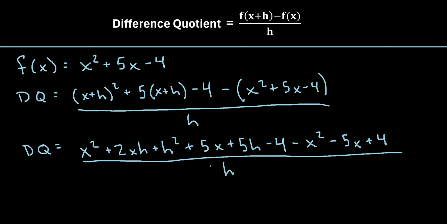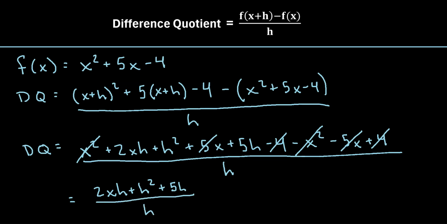So let's see if we can cancel out some terms. So here we have an x squared, which can be canceled out with this negative x squared. Then we have a 5x, which can be canceled out with this negative 5x. And then we have a negative 4, which can be canceled out with this positive 4. So we're left with 2xh plus h squared plus 5h in the numerator, all divided by h.